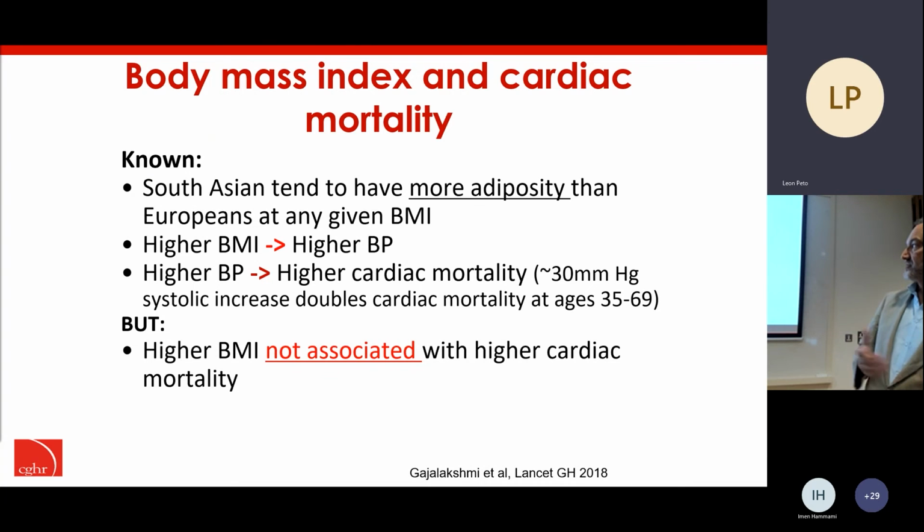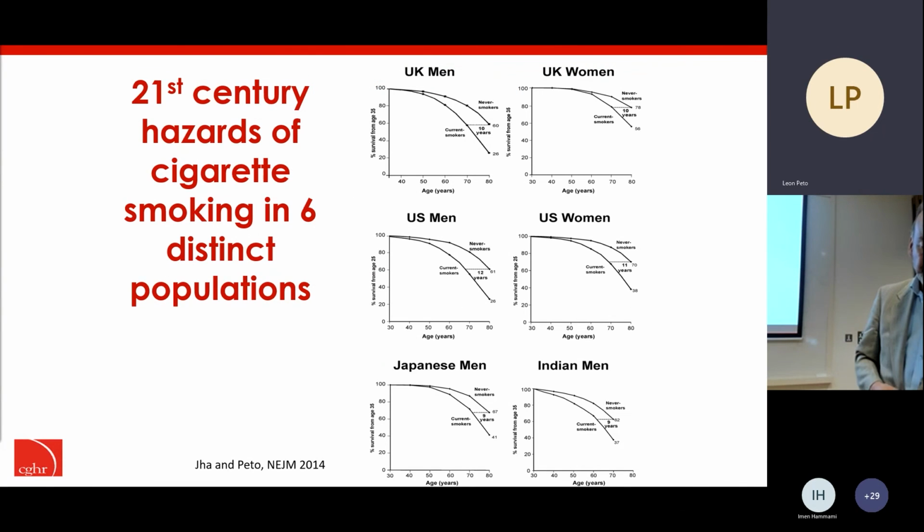But so this is South Asian men and women tend to have more adiposity than Europeans at any given BMI. BMI correlates beautifully with higher systolic and diastolic blood pressure, and higher blood pressure beautifully correlates with higher cardiac mortality. But higher BMI is not associated with higher cardiac mortality, for reasons that really are not quite clear.